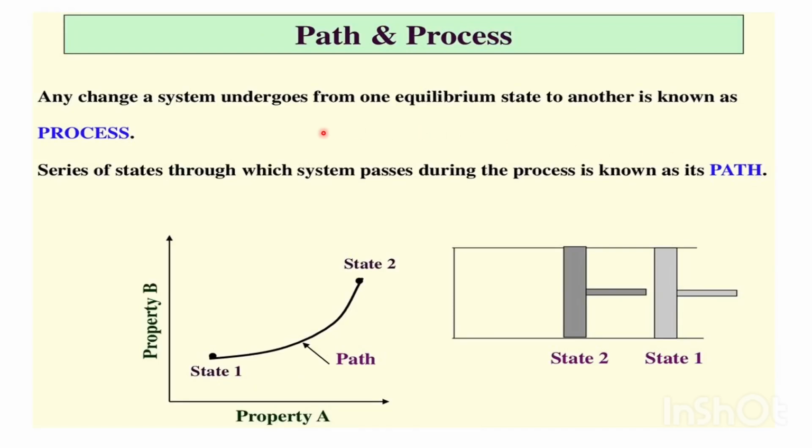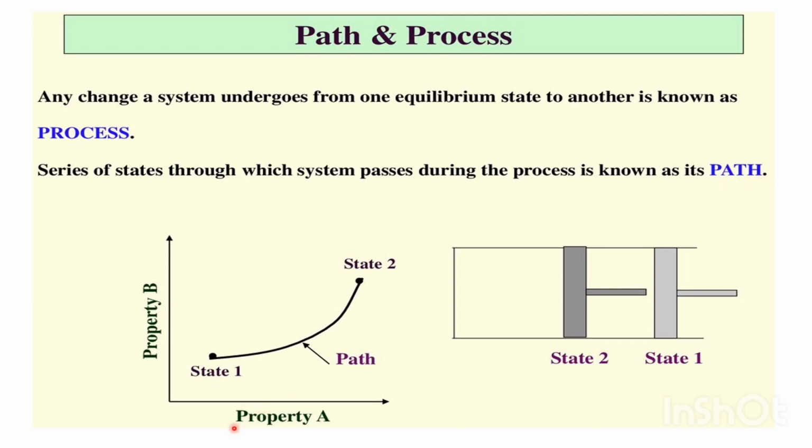We will study what we mean by path and process. Any change a system undergoes from one equilibrium state to another equilibrium state is known as a process. A series of states through which the system passes during the process is known as the path of the process.